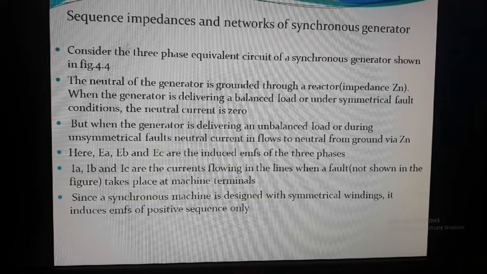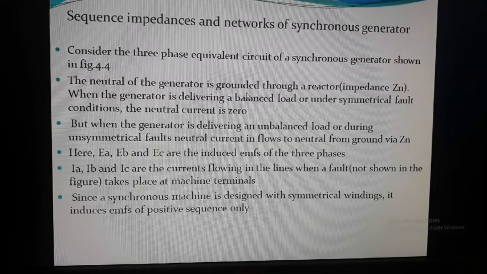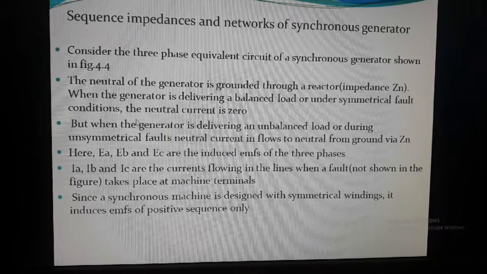First let us take the sequence impedance and networks for a synchronous generator. We will consider a synchronous generator whose equivalent circuit is shown in this figure. Here the neutral of the generator is grounded through the reactor Zn. The neutral is connected to the ground through the reactor Zn as shown here.